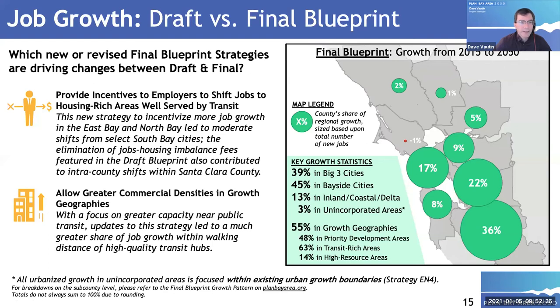So both the land use pattern for housing and the land use pattern for jobs play a role in achieving the climate target, as well as some of the other critical goals for Plan Bay Area 2050. I'm going to now turn it over to Lisa to run through some of the key outcomes of the final blueprint.